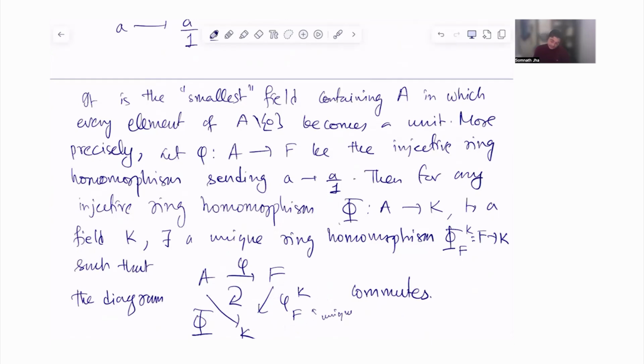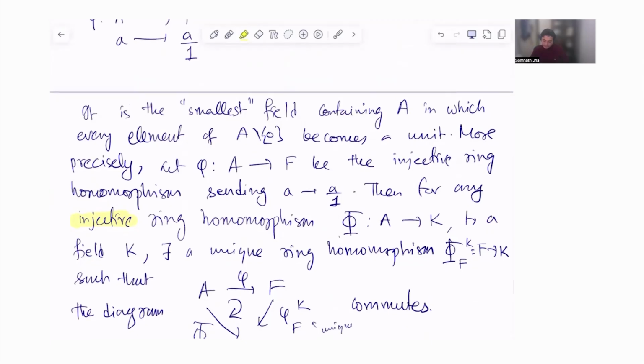Here injectivity is important. Otherwise, it will not be true. So, for example, if you take A equal to Z, there is a field Z mod PZ, and there is a ring homomorphism from Z to Z mod PZ. But if you take F equal to Q, then there is no such diagram like this. So injectivity is important.